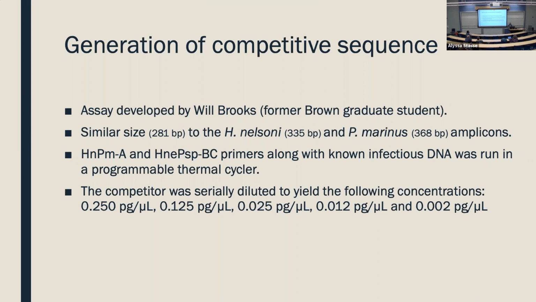We used HNPMA and HNE-PSP-BC primers with known infectious DNA that we know had MSX and dermo in it. We ran it in a thermal cycler under a PCR protocol, and we were able to get this competitor sequence, which was 281 base pairs. We then quantified that on the TapeStation, and I was able to dilute the competitor to those serial dilutions, which is important later on when I'm analyzing the data.